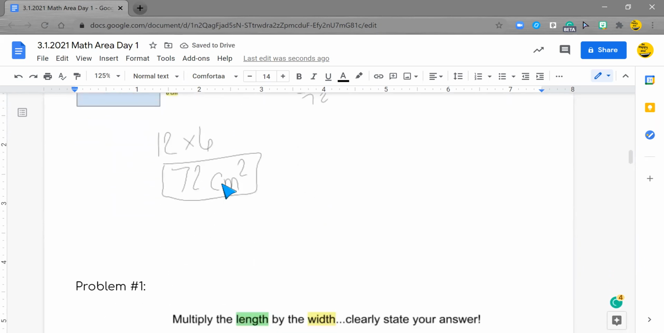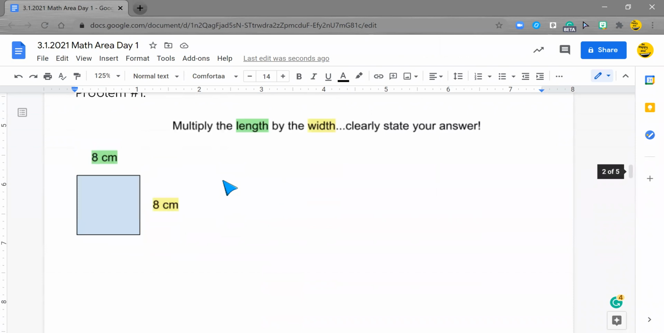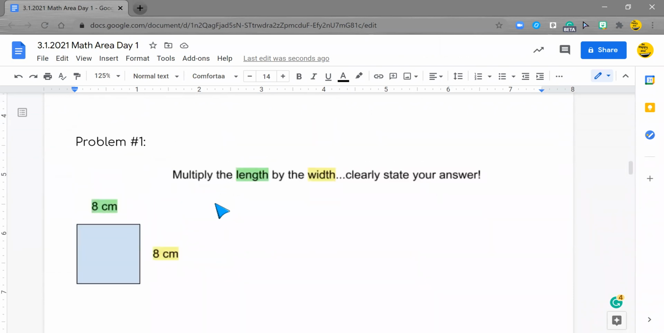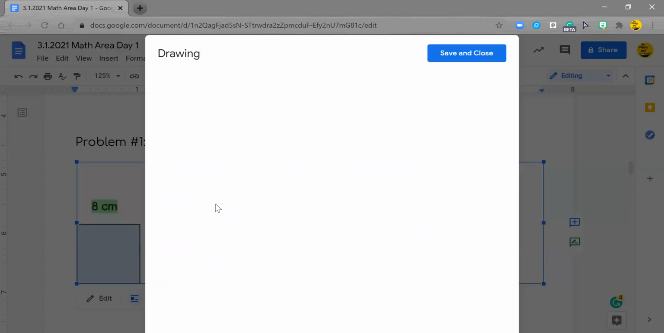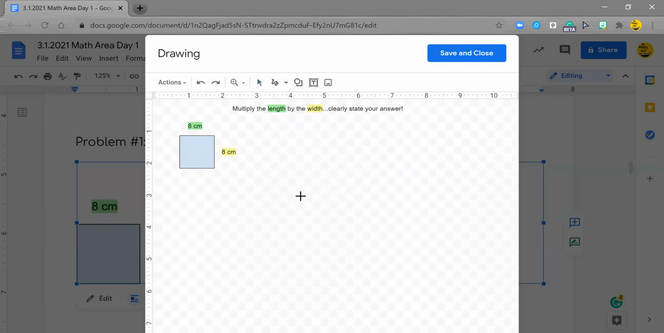Now you guys, here we go. We're going to do two more problems. I'm going to do problem 1 and problem 2. And again, I'm going to do it within the Scribble to show you guys. I'm going to click in. I see that I have 8 times 8. So I'm going to do 8 times 8, which is, yes, 64 centimeters squared.